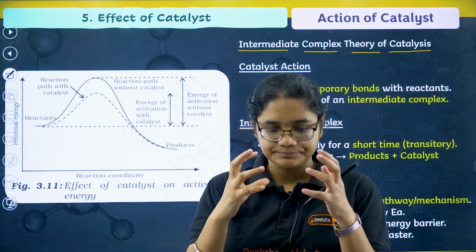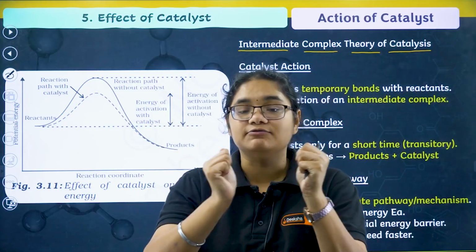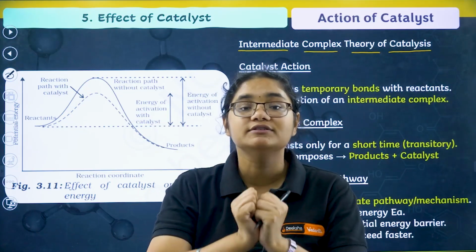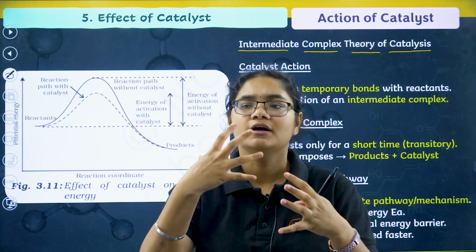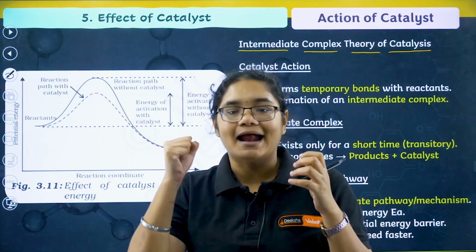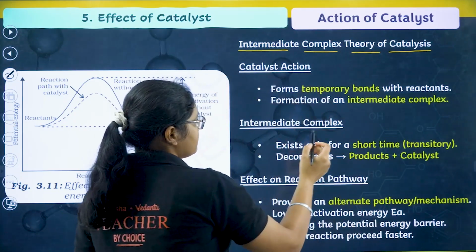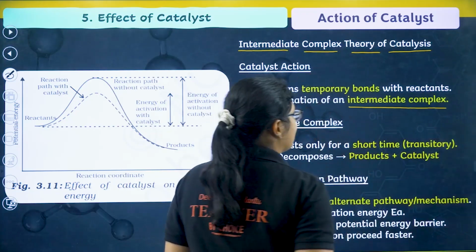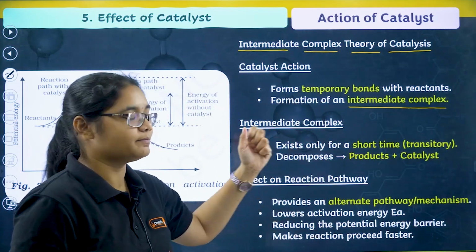So what happens? You have the reactant, and the catalyst is there. The catalyst forms temporary bonds with the reactant, and it forms an intermediate, or a transition state which is not very stable. For a temporary time, the catalyst forms some bond with the reactant. This results in the formation of an intermediate complex.